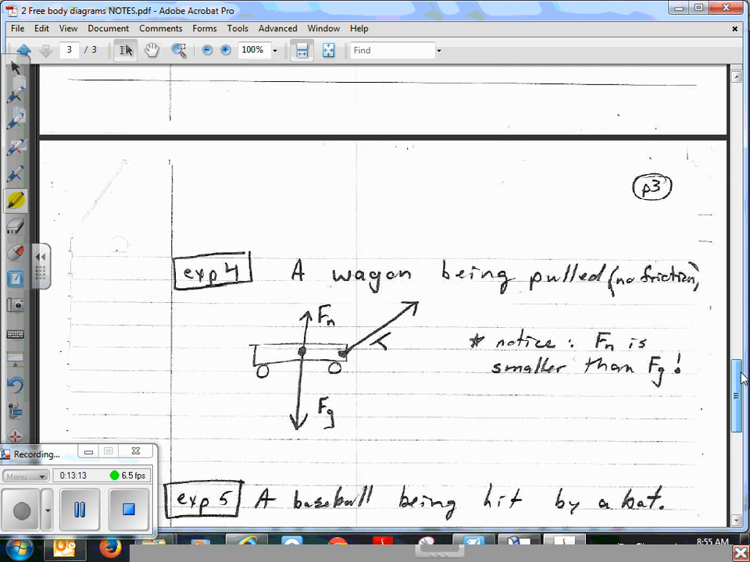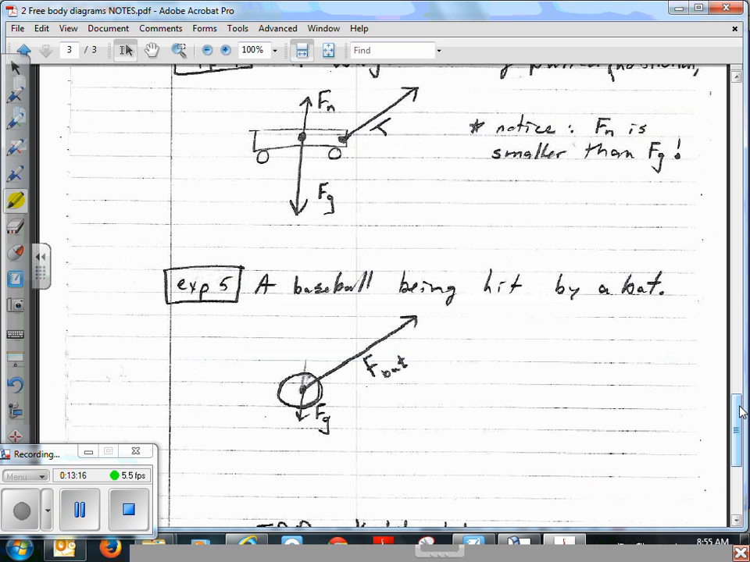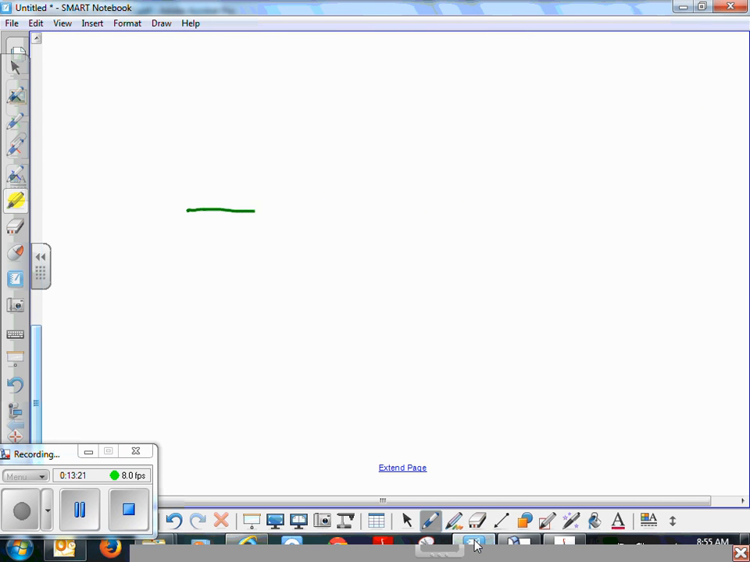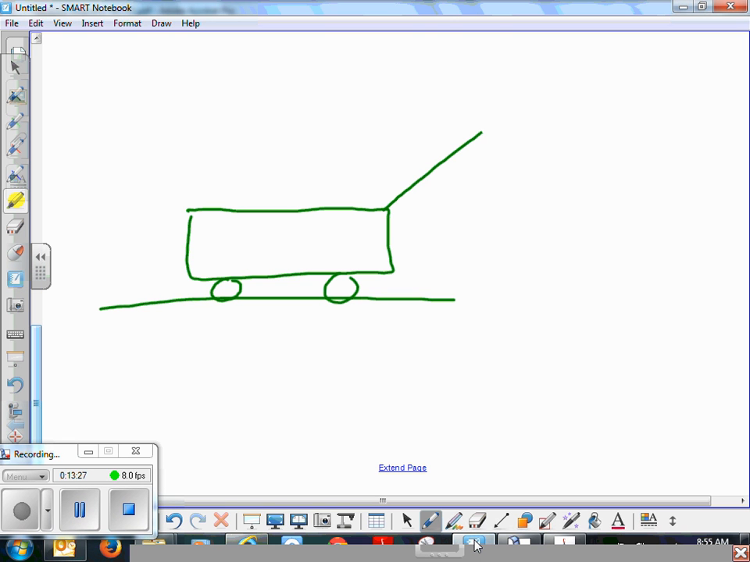A wagon being pulled with no friction. Okay, so this is a pretty important one. You've got to look at this. So we've got a wagon, and it's being pulled without friction. So this force here, if we're pulling it, what do we label this force? Tension. Because you're pulling on that rope, there's a force of tension applied through the rope, so whoever's pulling it, the tension gets applied to whatever's on the other end of the rope.